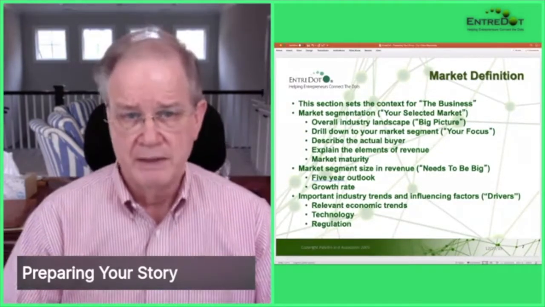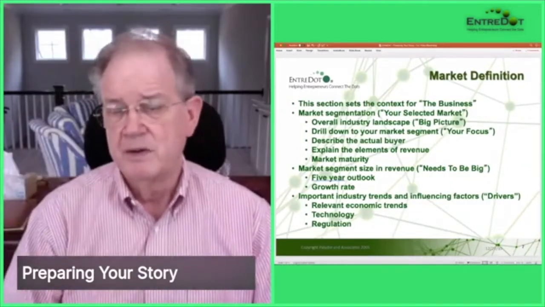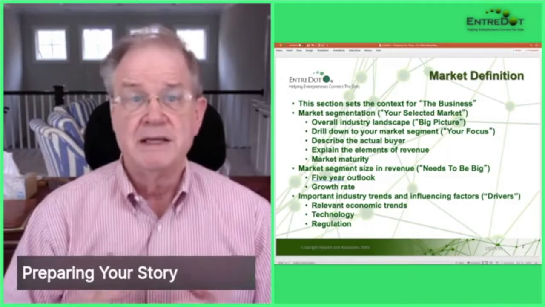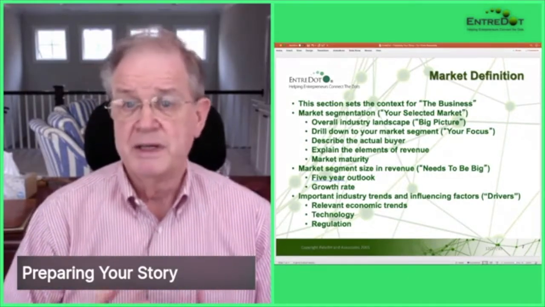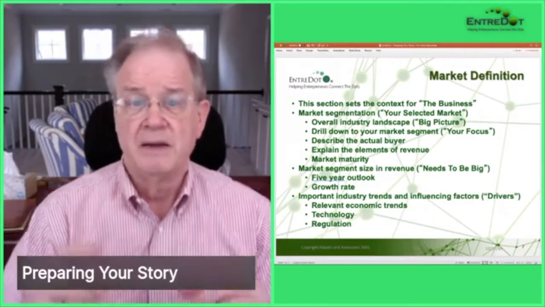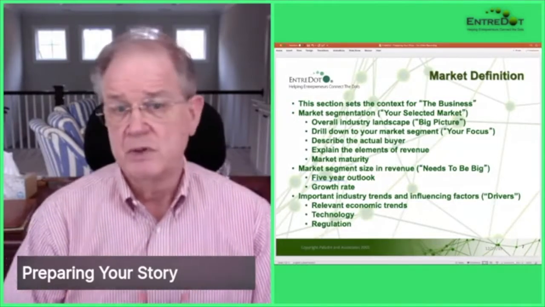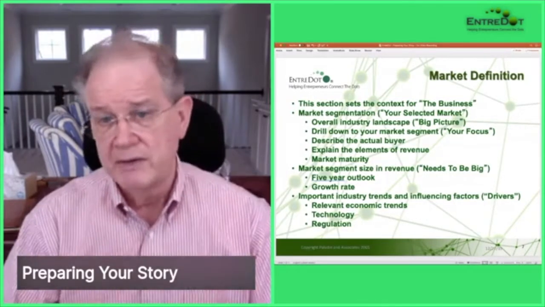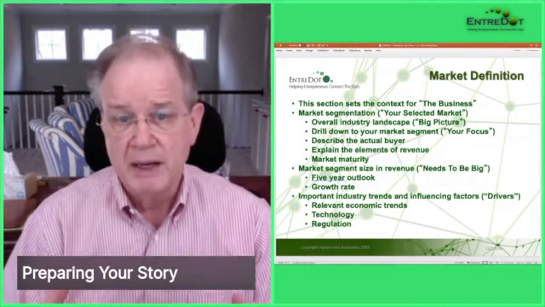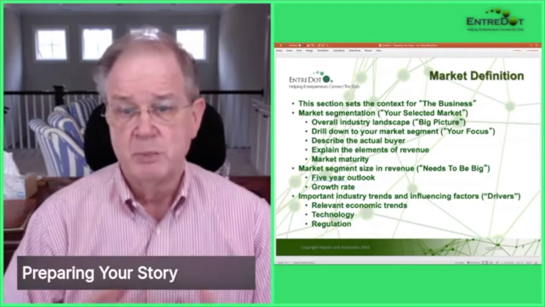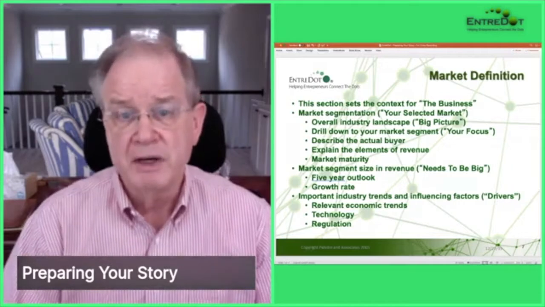You're going to define the market. And this can be done with pie charts or bar charts or all sorts of techniques, but this sets the context of what the business is. You want to be in a growing market. So you're going to explain your market segmentation and narrow down to the market you selected. But you start with the big picture. The overall industry landscape, you drill down to the market segments where you're going to focus and describe the actual buyer and what you know about the buyer. Explain the elements of revenue that come from this and what the maturity of this market is.